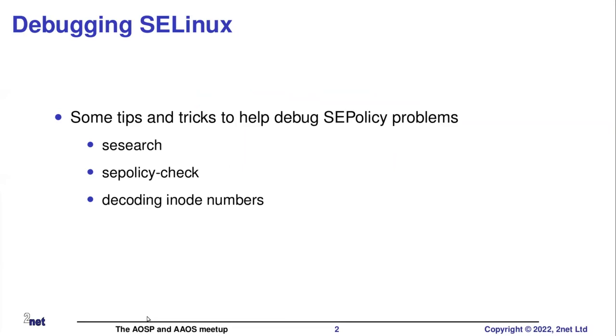So I've got a couple of tips and tricks, and again, I'll be happy to hear if anybody has any of their experiences, let me know. But I want to talk about these tools: SESearch, SEPolicy check, and also an issue I had the other day where I had to decode an inode number to track down an actual file.